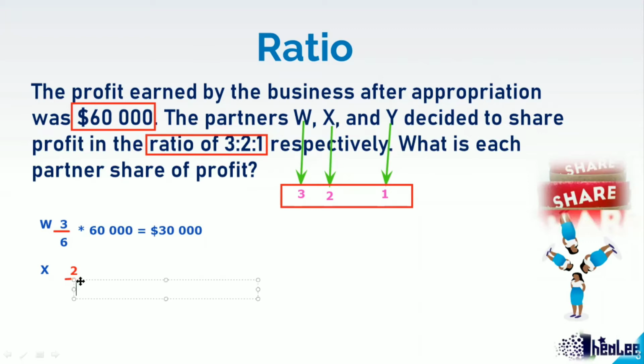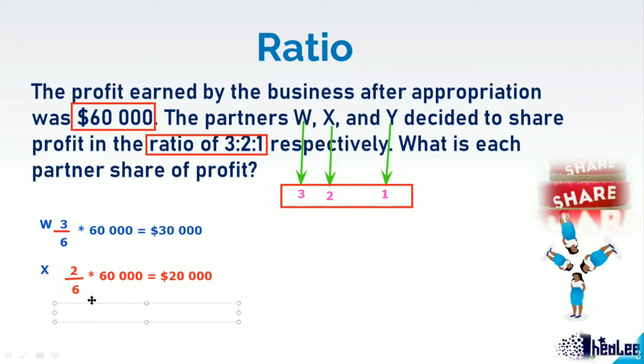So therefore, X is getting 1/3 of the profit of $60,000. So X is getting 1/3, which is $20,000 of the profit.